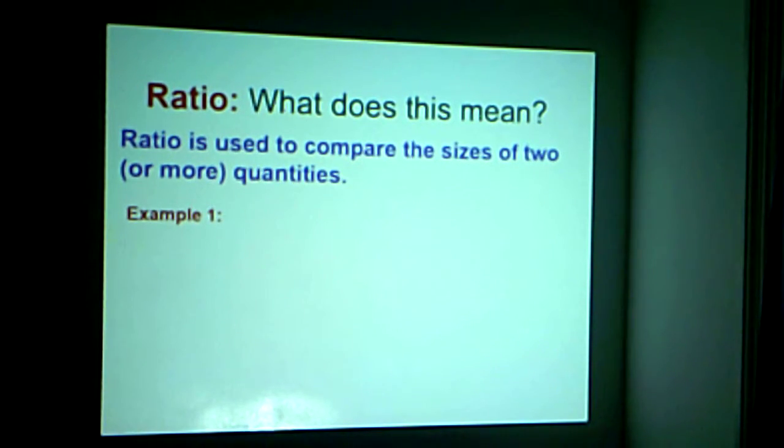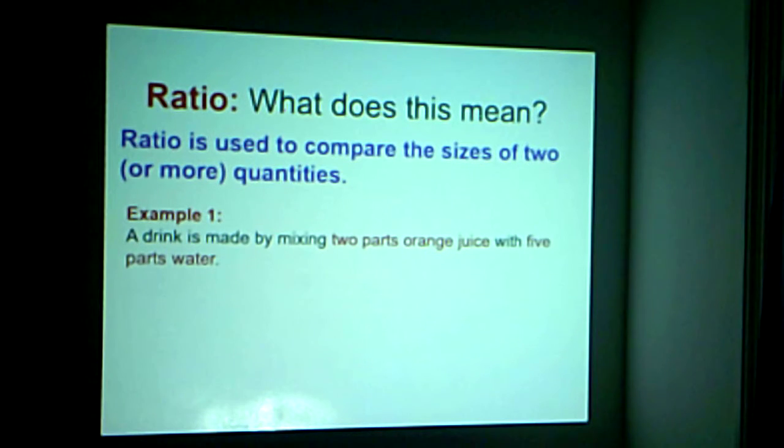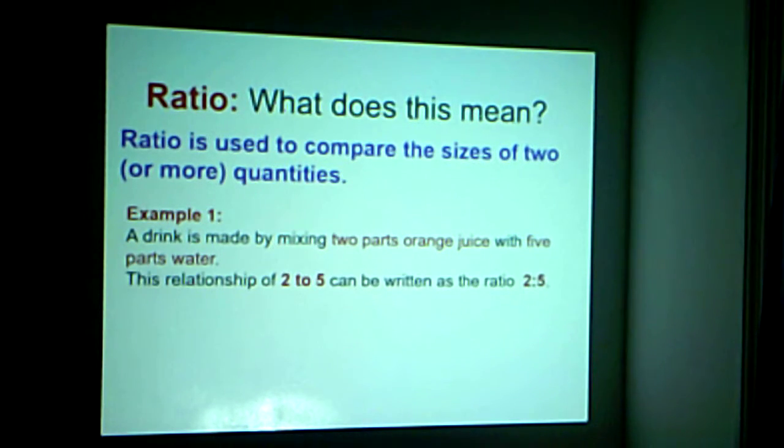For example, the first one: a drink is made up by mixing 2 parts orange juice and 5 parts water. This relationship of 2 to 5 can be written as a ratio 2 to 5. 2 parts orange juice, 5 parts water. The order cannot be changed. You cannot make it 5 to 2. The 2 refers to orange juice, and the 5 refers to water.